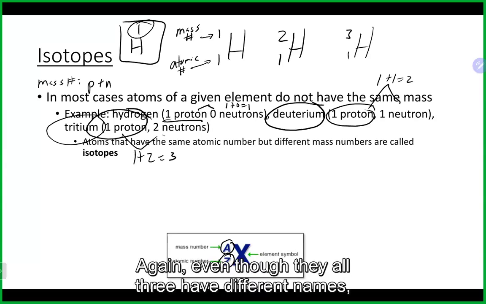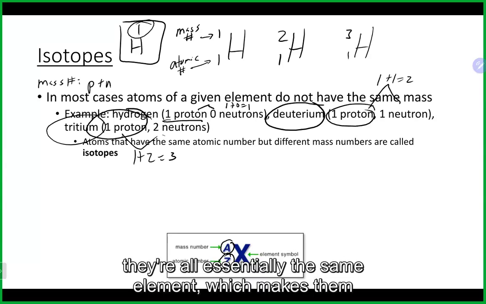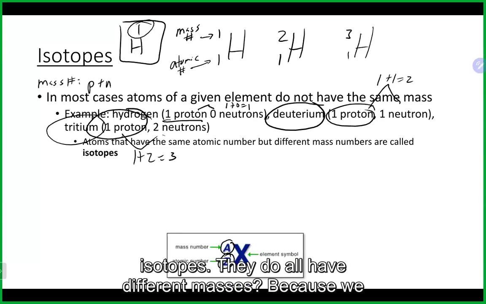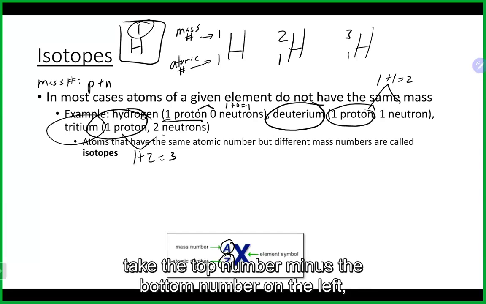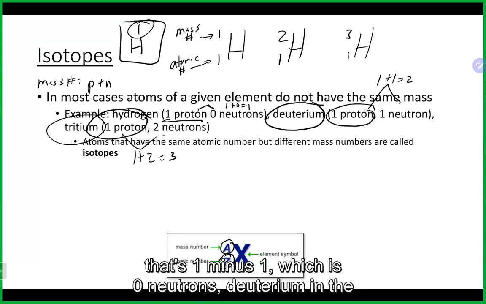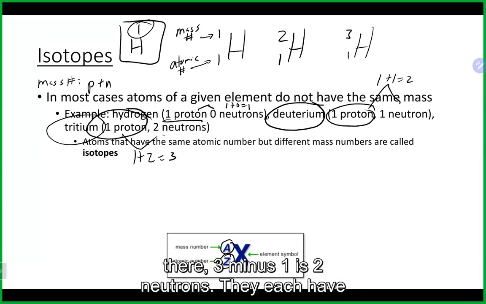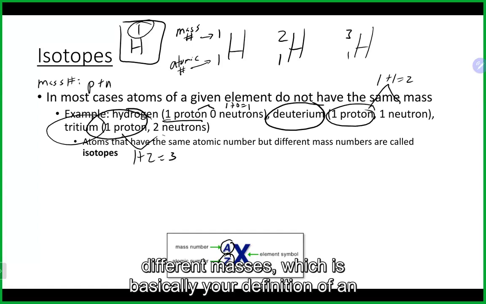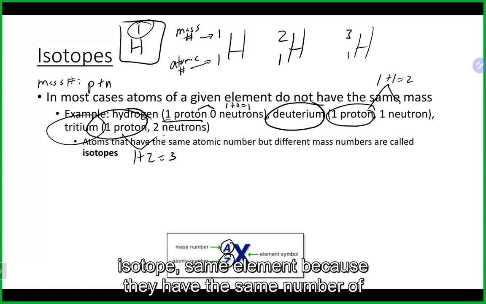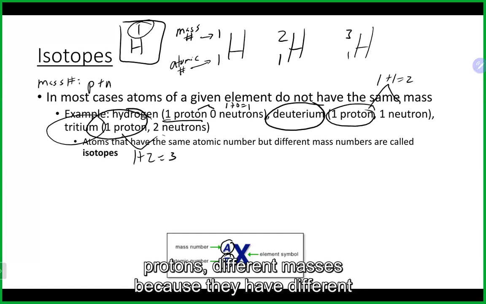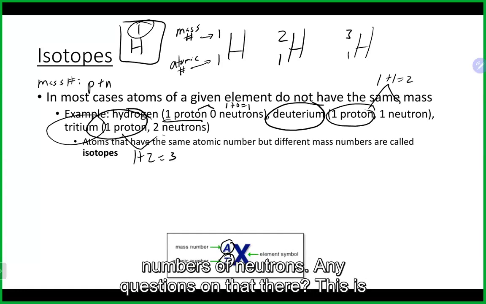Even though they all three have different names, they're all essentially the same element, which makes them isotopes. They do all have different masses because we take the top number minus the bottom number on the left. That's 1 minus 1, which is 0 neutrons. Deuterium in the middle, 2 minus 1 is 1 neutron. And tritium at the end there, 3 minus 1 is 2 neutrons. They each have different masses, which is basically your definition of an isotope. Same element because they have the same number of protons, different masses because they have different numbers of neutrons. Any questions on that there?